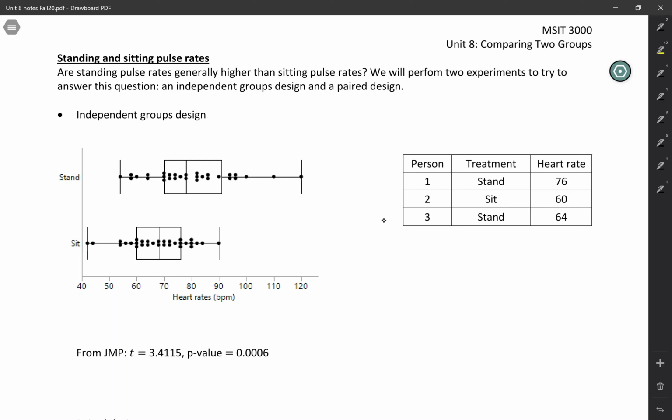In this video, we're going to look at one statistical question. Are standing pulse rates generally higher than sitting pulse rates? But we're going to address this question with two different experimental designs, an independent groups design and a paired design.